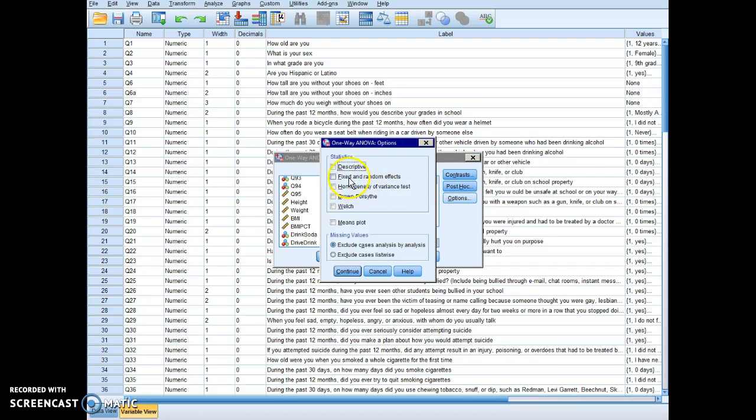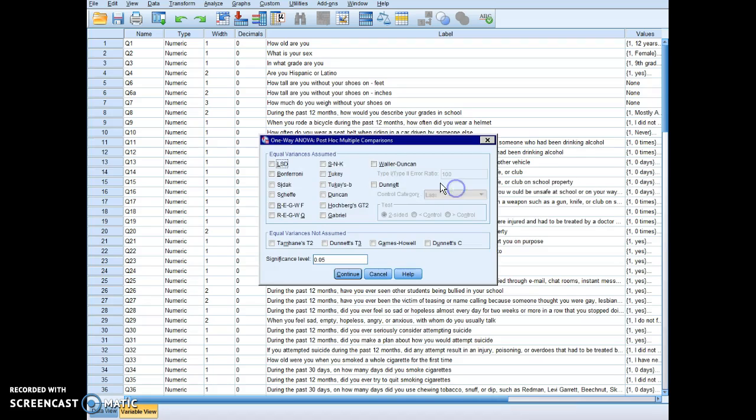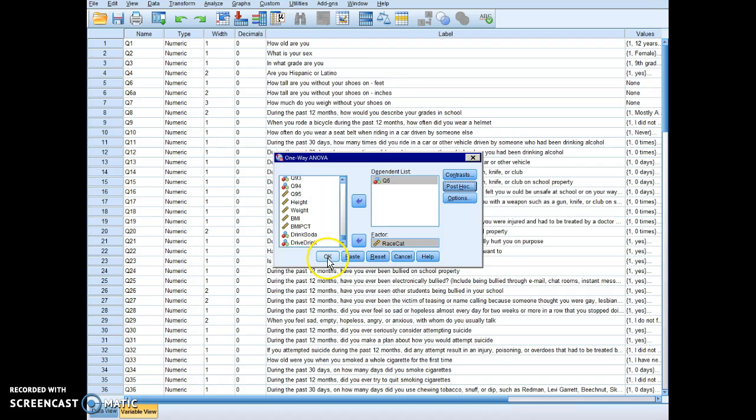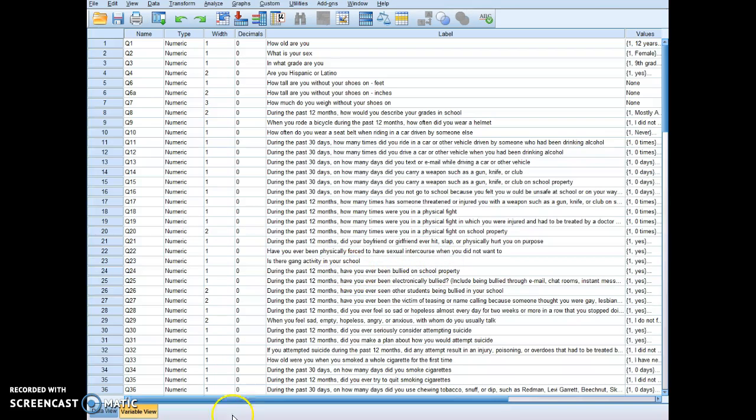I go to options and I'm going to click descriptive, homogeneity, means plot, and exclude cases analysis by analysis, and hit continue. I'm going to go to post hoc and click Tukey for equal variances assumed and Tamhane's for equal variances not assumed and hit continue. And now I'm going to run the data.